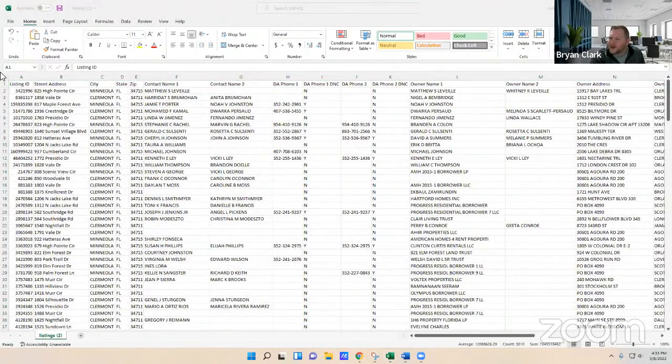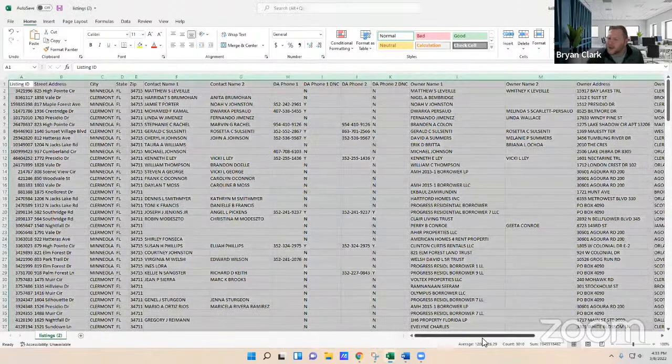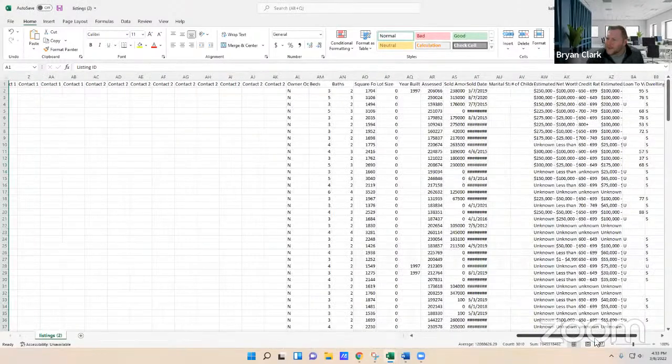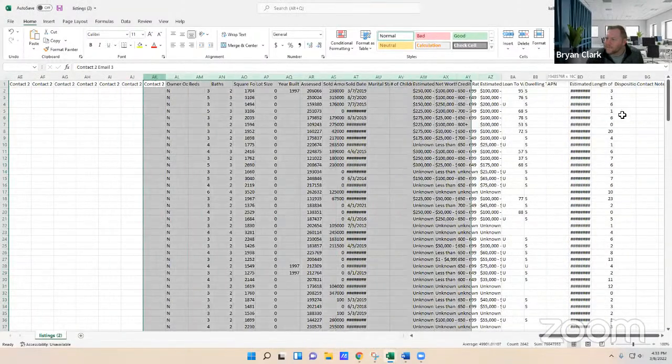And Kelly, actually, can you do it for the whole spreadsheet? Because there's a whole bunch of columns to the right that we're going to be missing as well. Here we go.